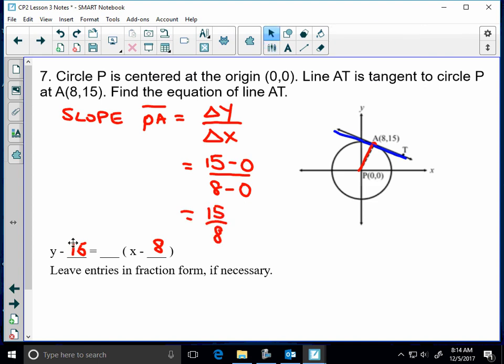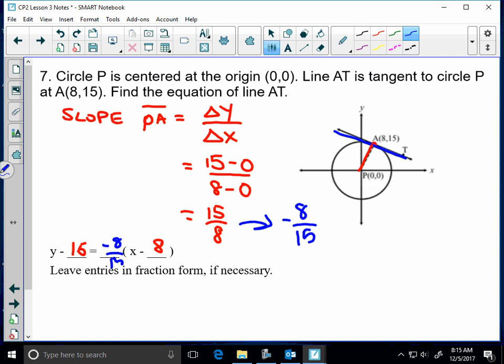So how would I find the slope of a line that's perpendicular to that? I'd take the opposite reciprocal. So what would that be? Flip it over. That's the reciprocal piece. And then opposite tells me to change the sign, make it a -8/15. And there you go. Those would be our slope and point in point-slope form.